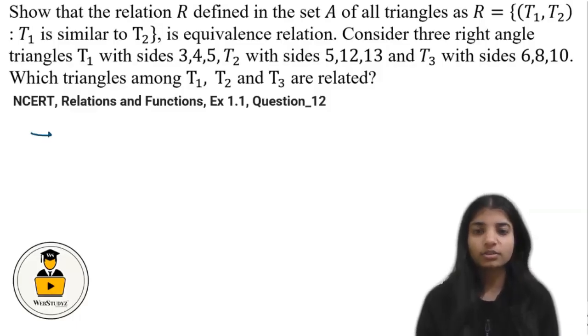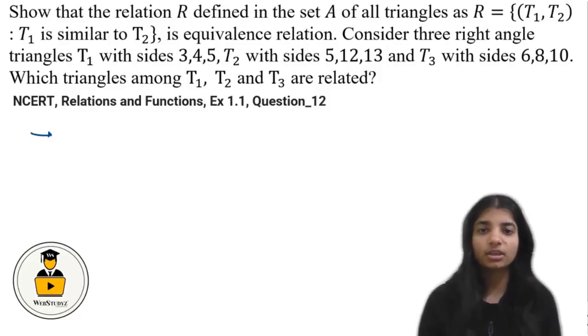Students, let's discuss the question. In this question, we have to show that the relation R defined in the set A of all the triangles as R equals {(T1, T2) such that T1 is similar to T2} is an equivalence relation.